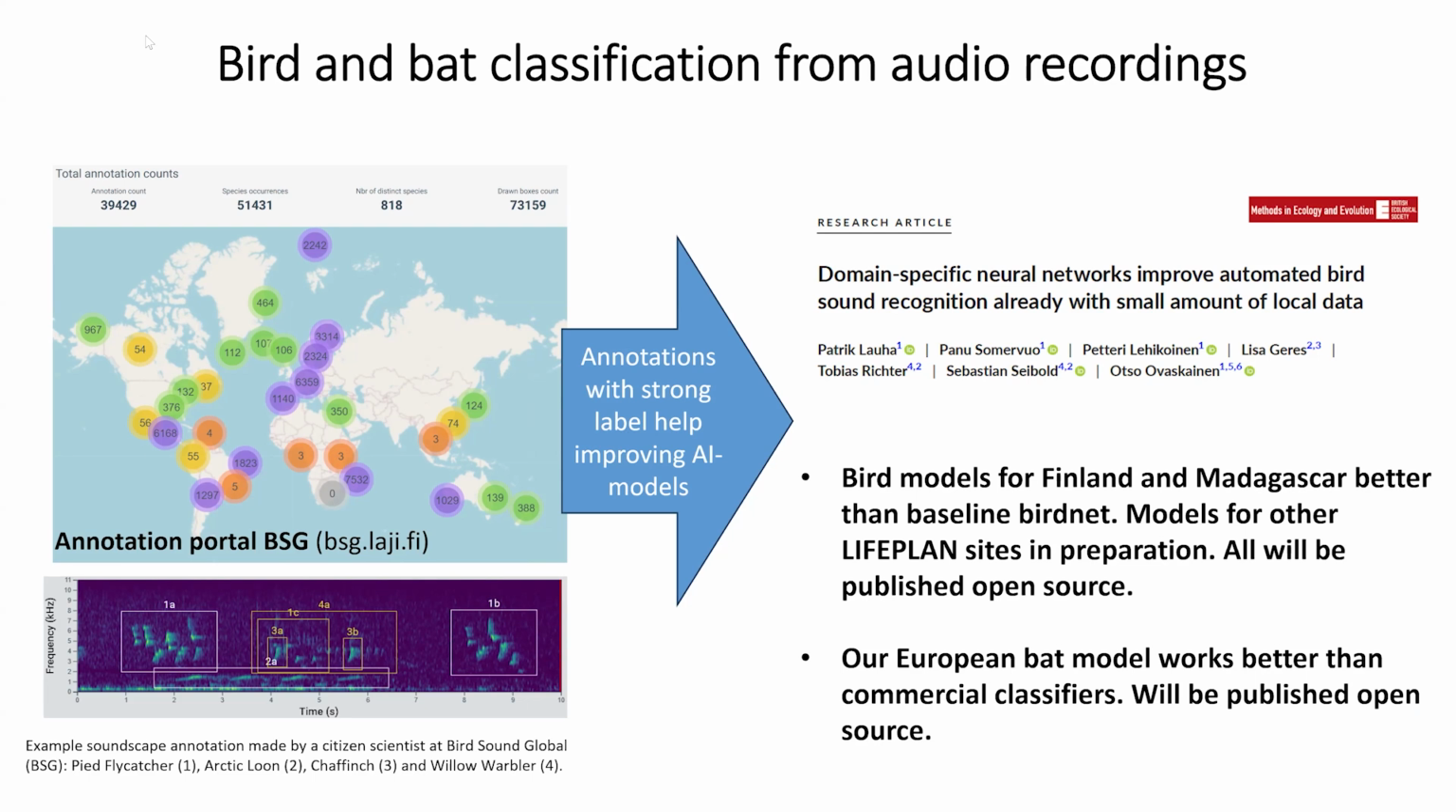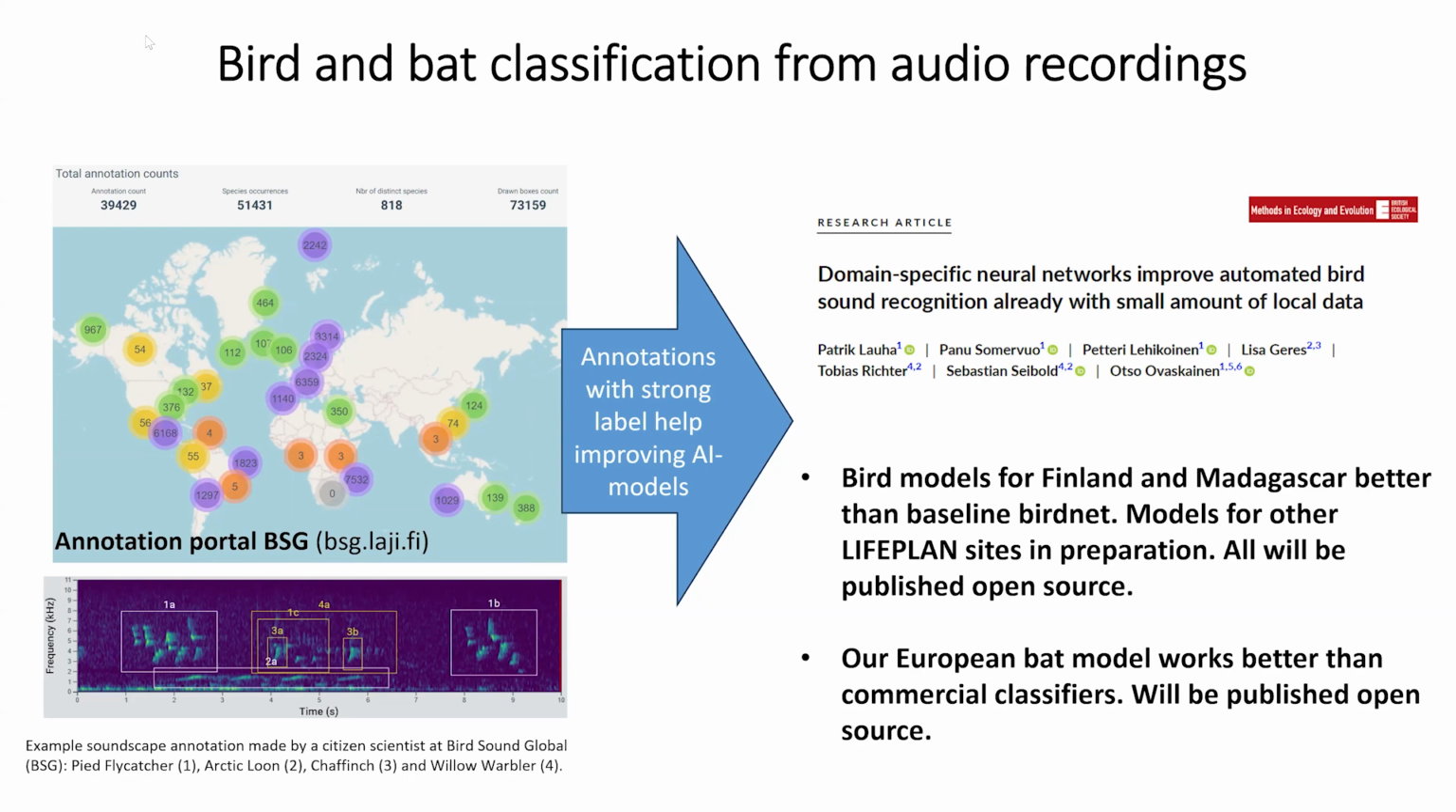And now what is important here is that we produce these kind of strong labels, not only which species are present in these 10-second segments, but also the bounding boxes in this time frequency space of the spectrogram, like where exactly each species vocalizes. So this is called a strong label in the annotation world, and they really help to improve the AI models. So for birds, we use the BirdNet as a baseline, but then with this kind of data, we can fine-tune BirdNet so that we get much more reliable classifications. So we have had methods development on how to do this.